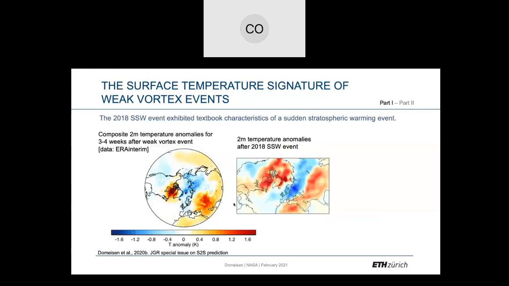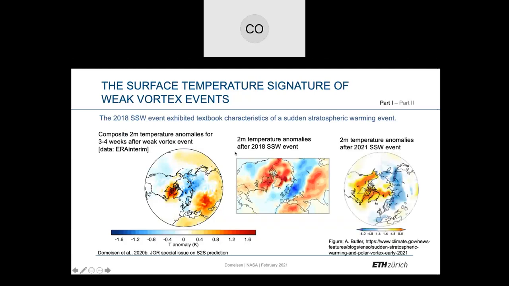That's why I'm showing this particular event, because if you compare it with what happens on average, averaged over all the events that we've had, you can see almost the same picture. Basically cold over Eurasia, warm in northern Canada and Greenland, and then this warm patch again here. So this was a textbook event that we had in 2018, with a perfect downward impact. Now, if you look at the one from this year, it wasn't actually that much of an outlier.